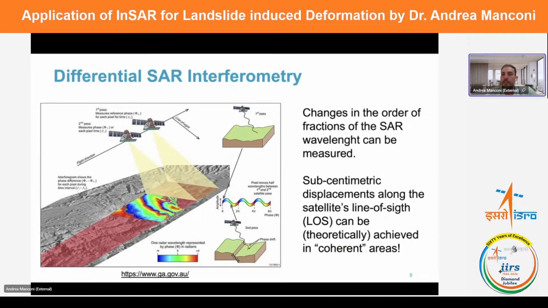Just briefly to recap, we know that by using radar interferometry, we can detect changes in the order of fractions of the radar wavelength, which means that we can get subcentimetric displacements along the satellite line of sight, or if we have a combination of different satellites, we can also have specific directions of the surface deformation. And theoretically, we can go to subcentimetric level in the so-called coherent areas.